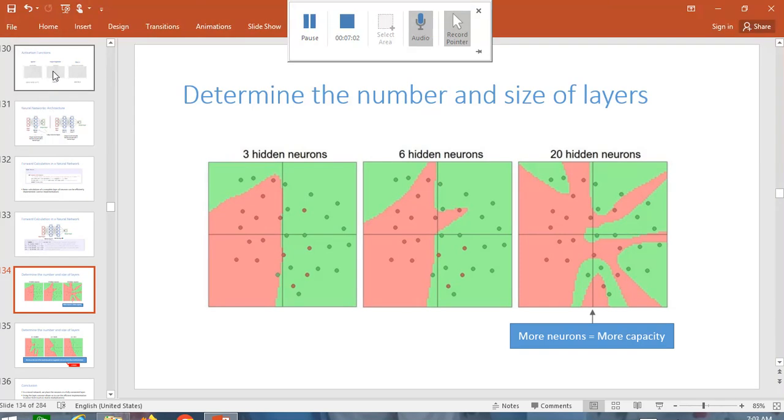The red area means that any new data that enters the problem after this modeling, if it is placed in this area, will be classified as red. And the green area also means that this new data will be classified as green if placed in the green area. You can see that this model did not perform well even on the training data set itself.